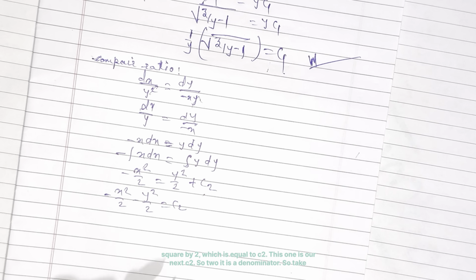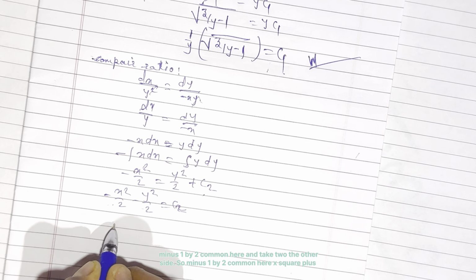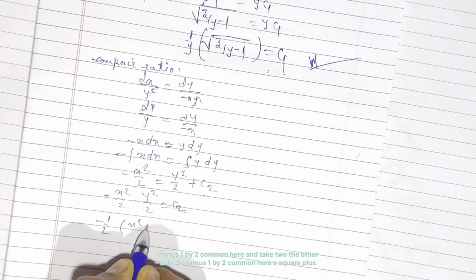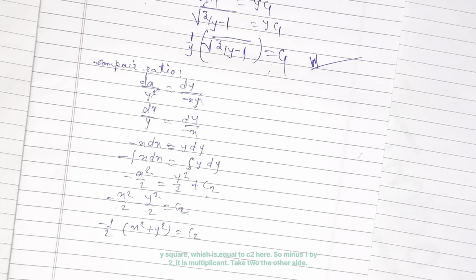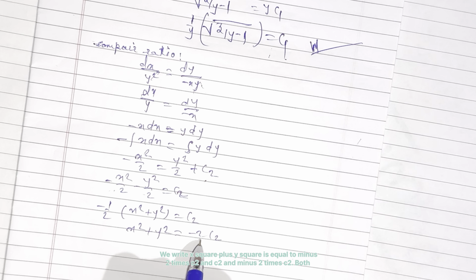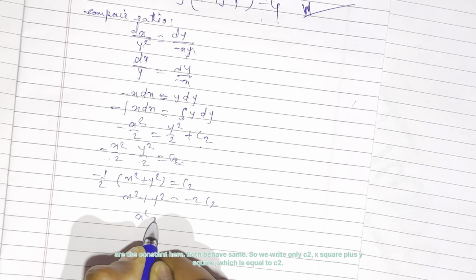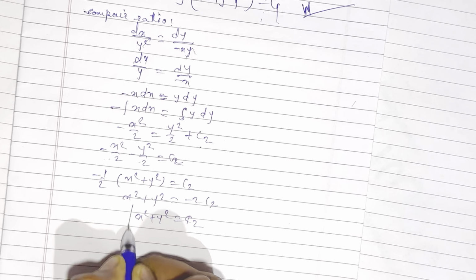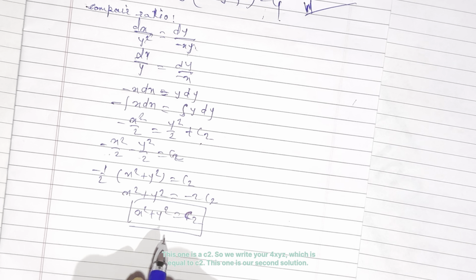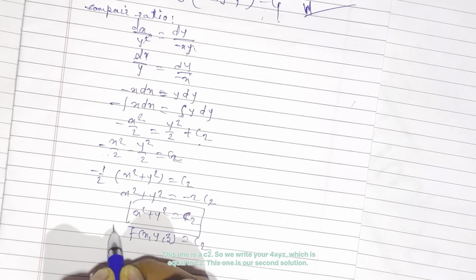This one is our next c2. Two is the denominator, so take minus 1 by 2 common here: minus 1 by 2 times x square plus y square is equal to c2. Minus 1 by 2 is a multiplicand, so take it to the other side: x square plus y square is equal to minus 2 times c2. Both c2 and minus 2 times c2 are constants and behave the same, so we write only c2: x square plus y square is equal to c2. So f of x y z is equal to c2. This one is our second solution.